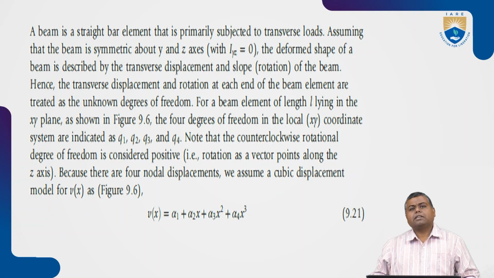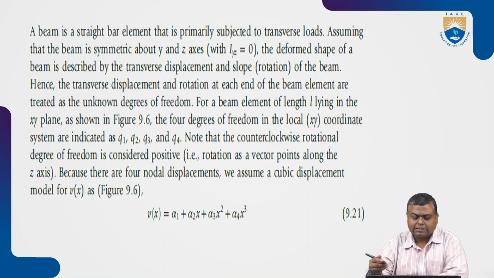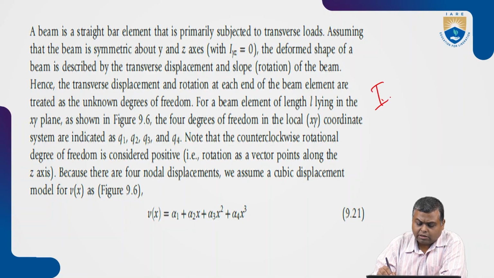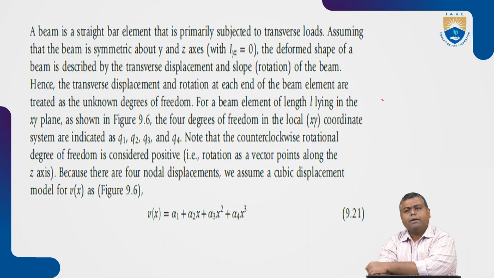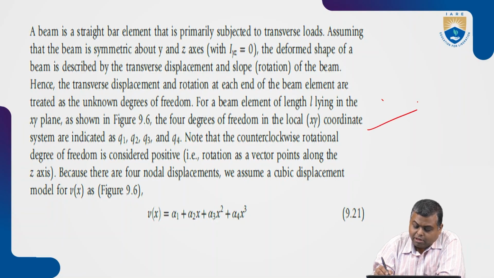Now, a beam is a straight bar element primarily subject to transverse load, assuming that the beam is symmetric about y and z, so I yz equals 0. The deformed shape of the beam is described in the transverse direction, and slope is in the rotational direction. The transverse displacement and rotation at each end of the beam element are treated as unknown degrees of freedom. That means my beam will undergo two different types of displacement: one is transverse displacement, the other is rotational displacement.